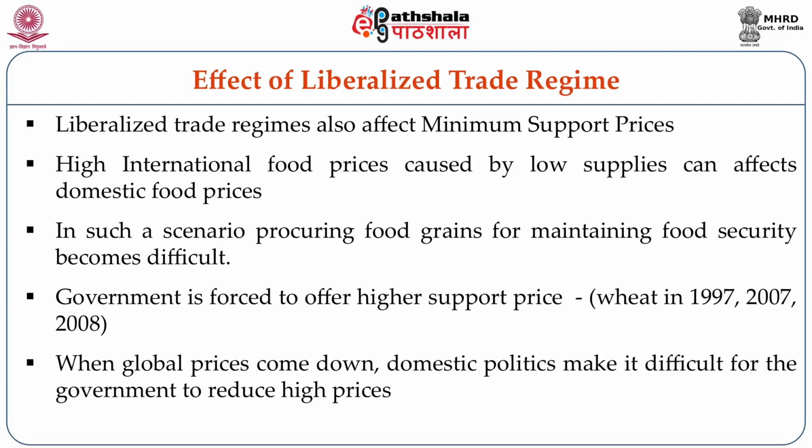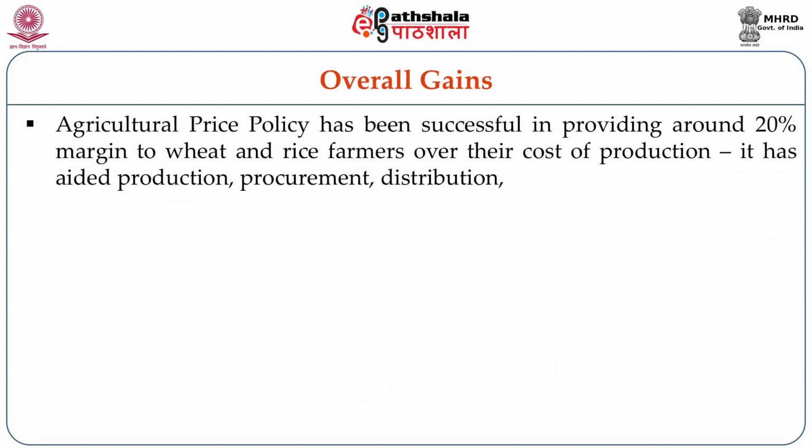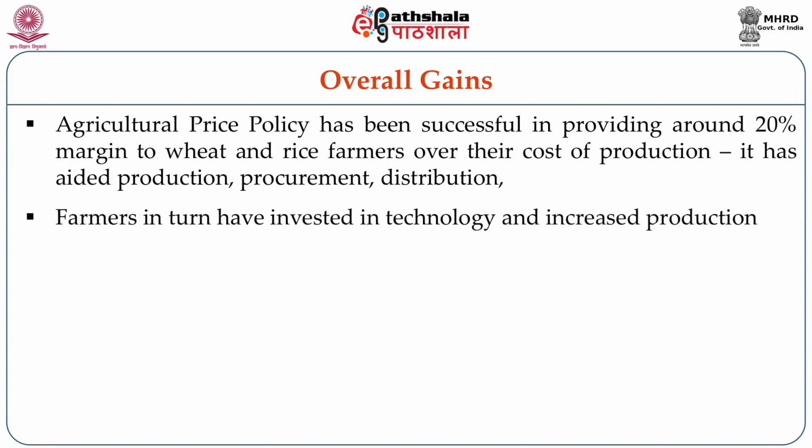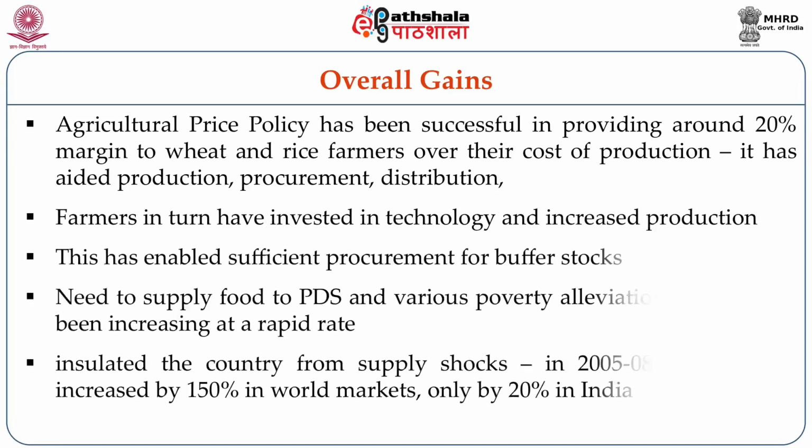When global prices come down, domestic politics makes it difficult for government to reduce high prices. Agricultural pricing policy has had a couple of successes, but it is not the only public policy instrument to ensure food security and security of farming livelihoods. It has been successful in providing around 20% margin to wheat and rice farmers over the cost of production. It has aided production, procurement, distribution. Farmers in turn have invested in technology and increased production.